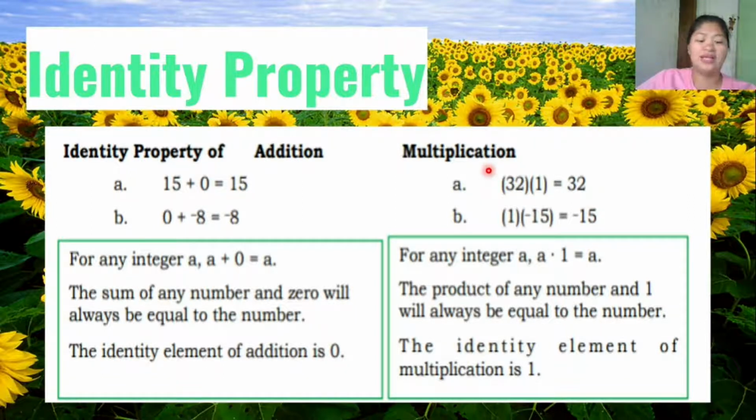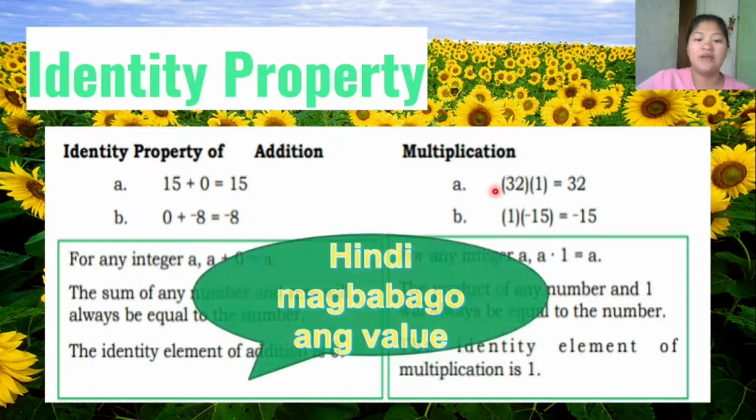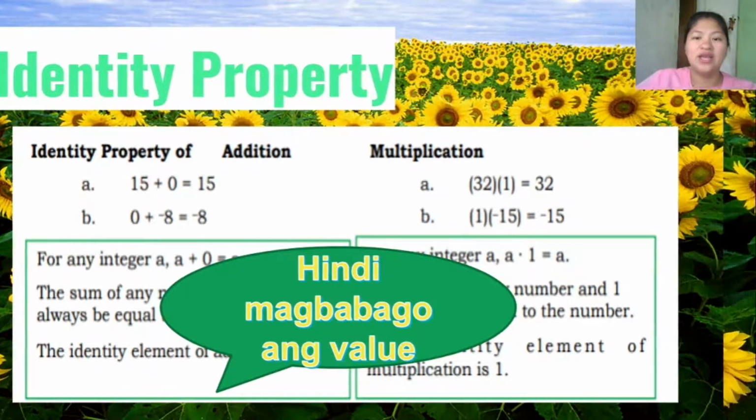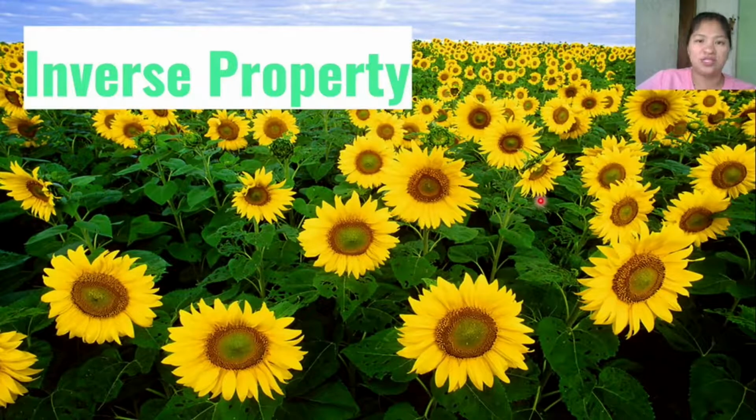So, what should we remember about the identity property? The value of the given number does not change. Again, for addition, we have 0, and for multiplication, we have 1. Those are what we call the identity elements. And for the next property, we have what we call the inverse property.